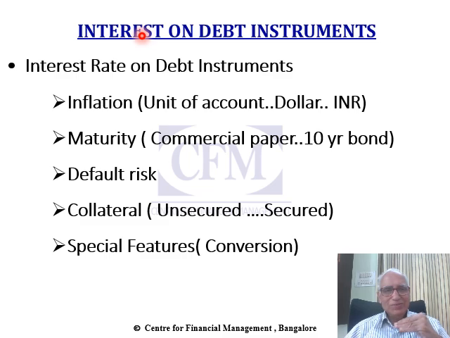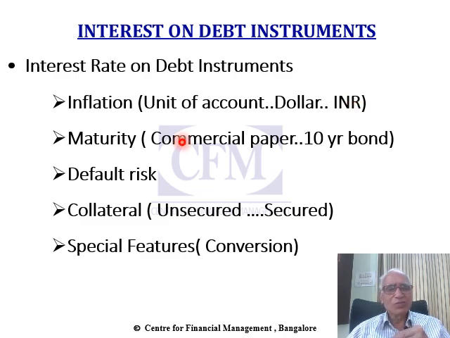What are the determinants of interest rates on debt instruments? The key determinants are inflation rate, maturity, default risk, collateral, and special features. If the inflation rate is high, the nominal rate of interest would be high. If a debt instrument is denominated in dollars, the interest rate would be lower than a debt instrument denominated in Indian rupees, because historically the inflation rate in the US has been much lower than the inflation rate in India.